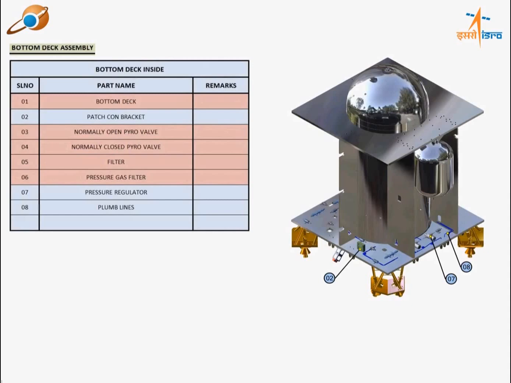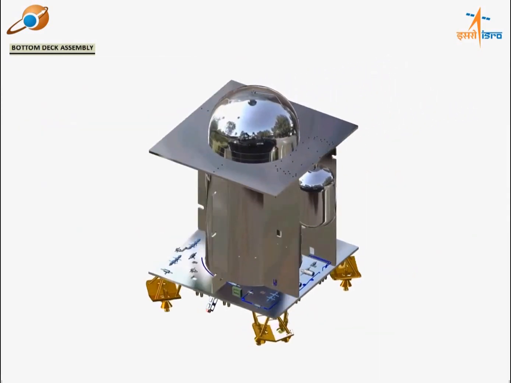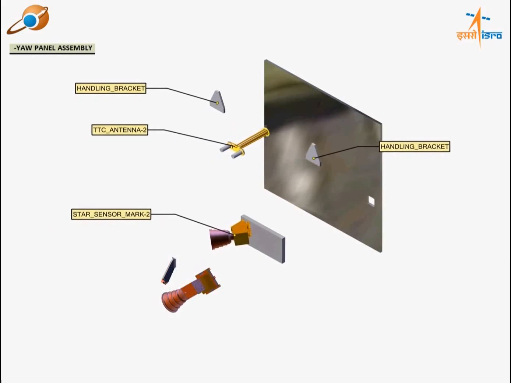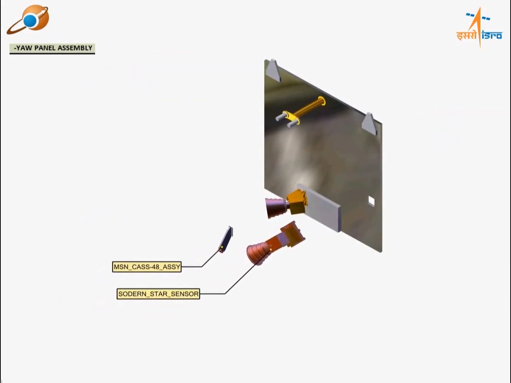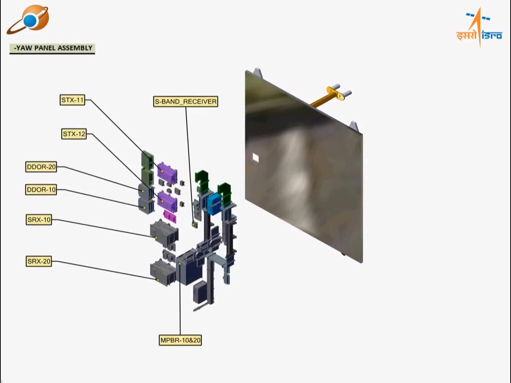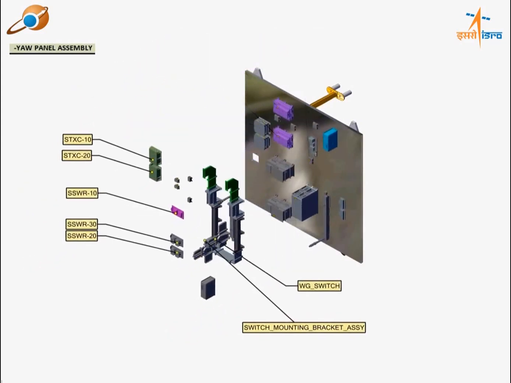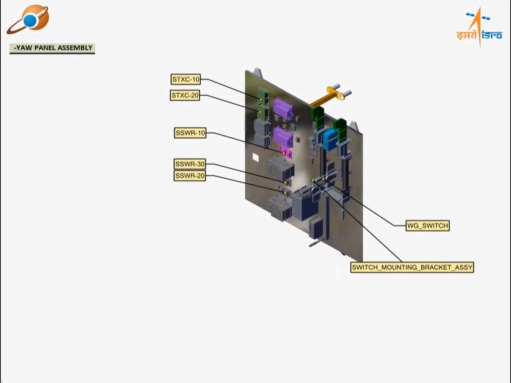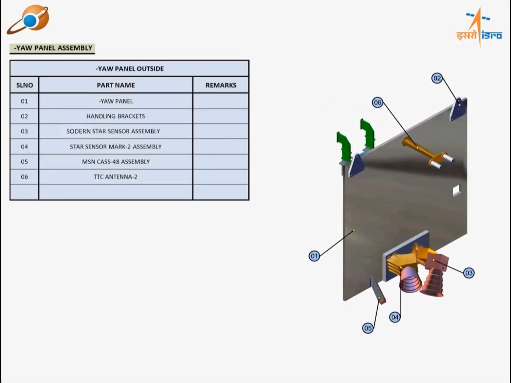The secondary structure consists of the top deck and 4 vertical panels, namely the negative yaw panel, the positive yaw panel, the positive pitch panel and the negative pitch panel. 2 star sensors are configured in the Mars Orbiter mission, namely the Mark II star sensor and the Sodan star sensor. One of the low gain antennas is mounted outside the panel for communication during earthbound maneuvers. The entire S-band communication package, like the transmitter, receiver, 250 watt travelling wave tube amplifiers, diplexers, circulators, switches etc., are accommodated inside this panel.